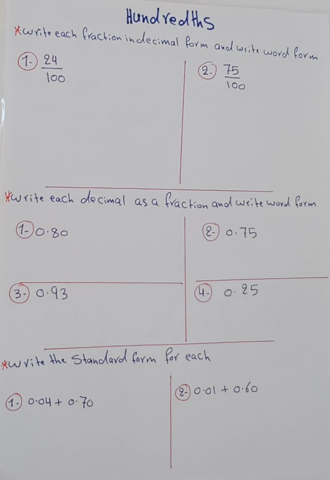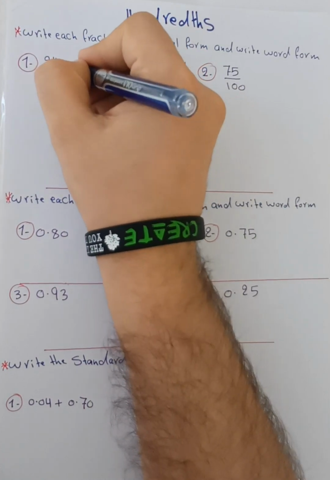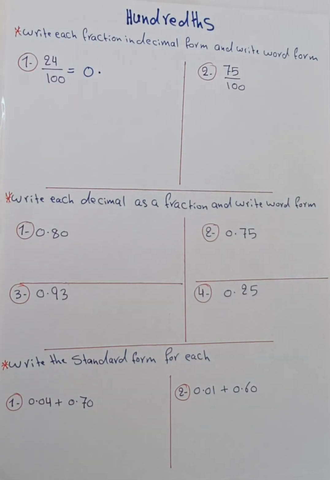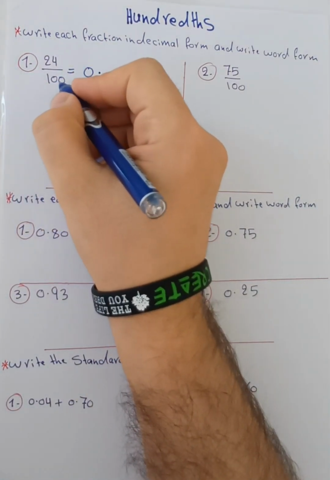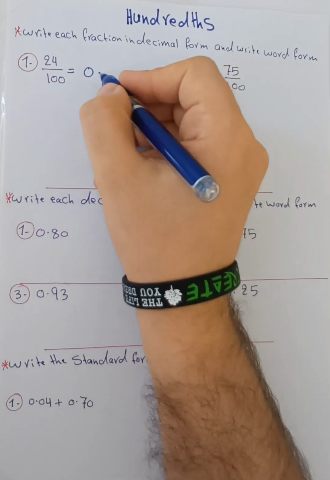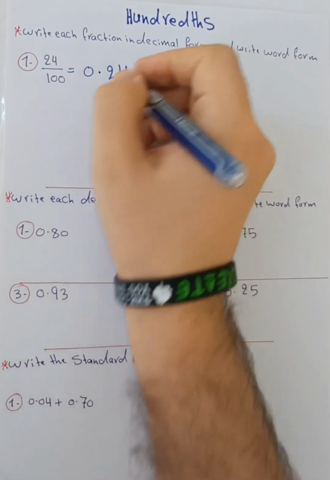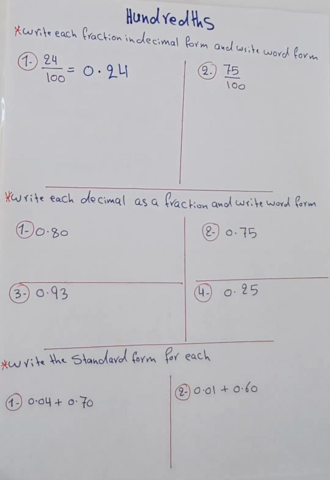When we want to write this fraction in decimal form, we have two ways. The first way is long division, and the second way is the trick. If we use the trick, the whole number is 0, so you have to write 0 point, and then because we have 100, two zeros, after this point we have to have two numbers. 24 is two numbers, so the decimal form for 24 out of 100 is 0.24.